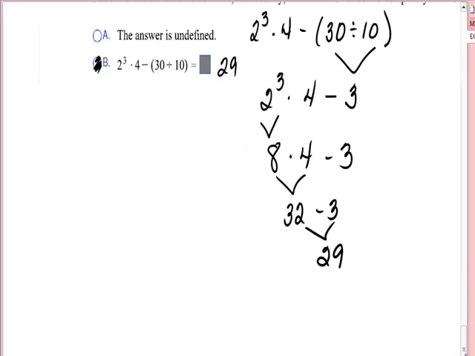I hope that helps. Remember, it is please excuse my dear Aunt Sally with multiplication and division tying, and you do them as you see them left to right. Same with addition or subtraction.